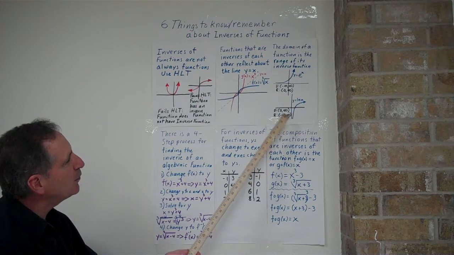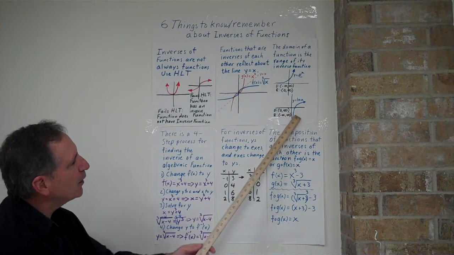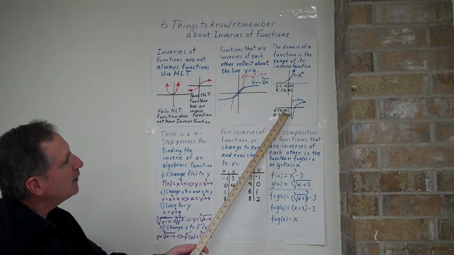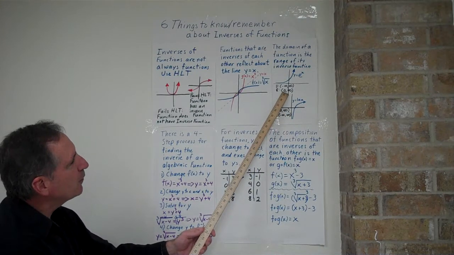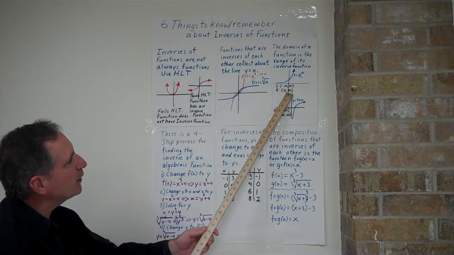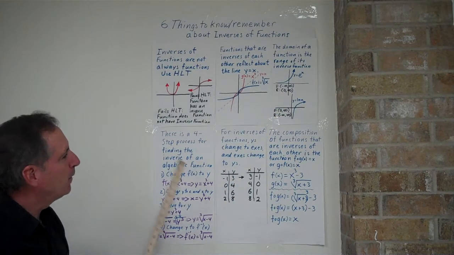Again, all real numbers. And also the domain of the natural logarithm function, greater than 0, less than infinity, is the range of its inverse, the exponential function y equals e to the x, greater than 0, less than infinity.